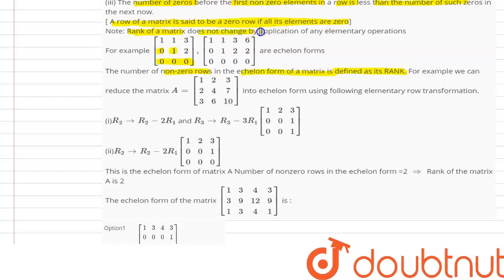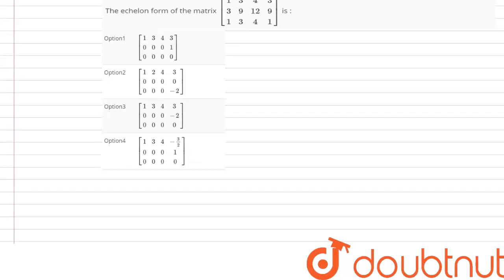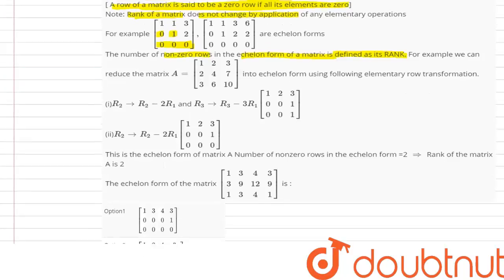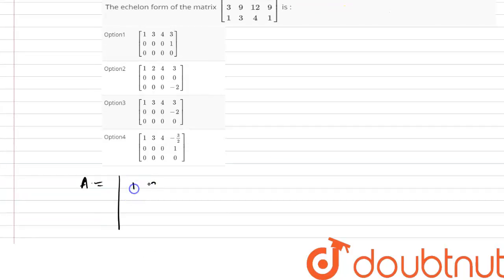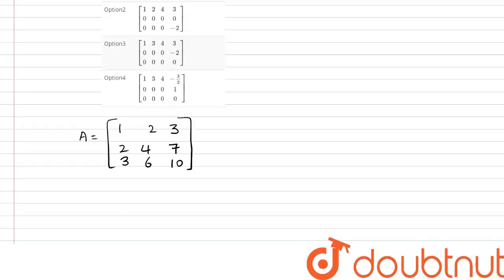Now let us see. Here we have matrix A given as 1, 2, 3, 2, 4, 7, 3, 6 and 10. This is our given matrix. Now let us transform it into echelon form and then calculate the rank of this matrix. Let us do some operations here.